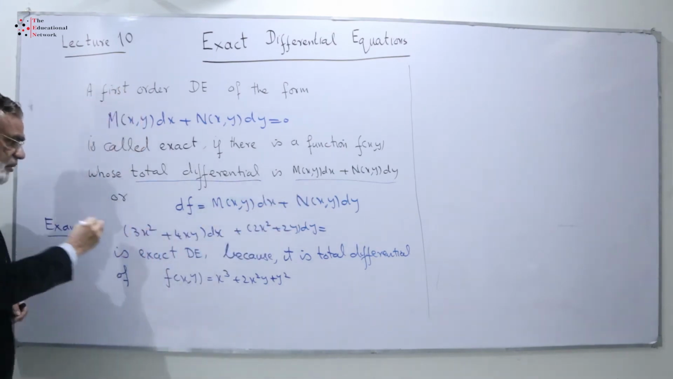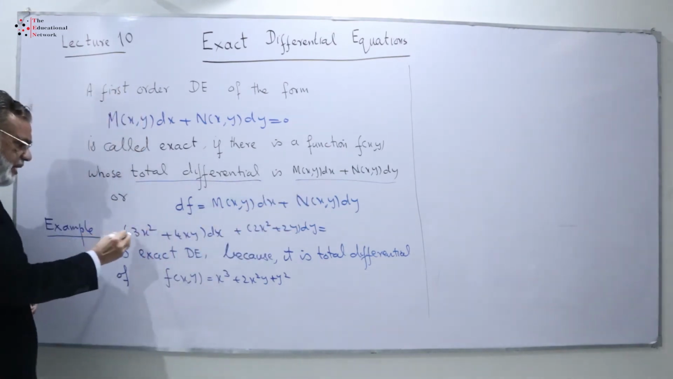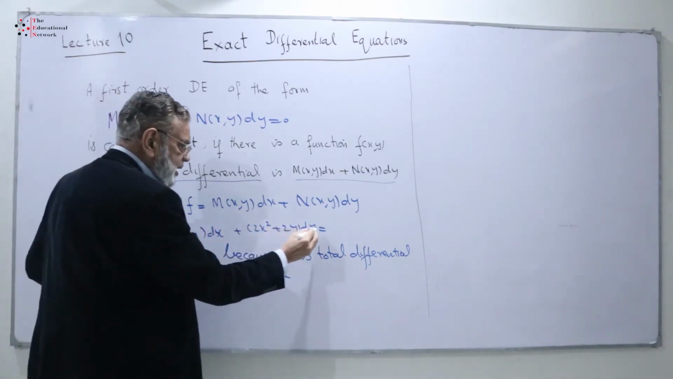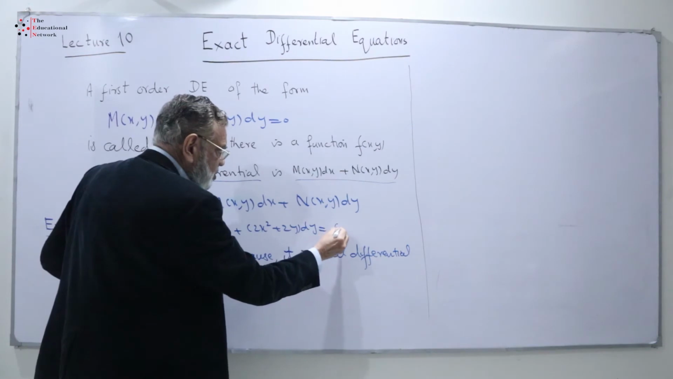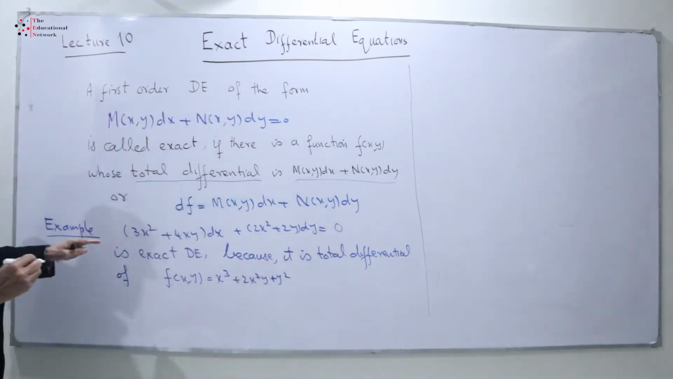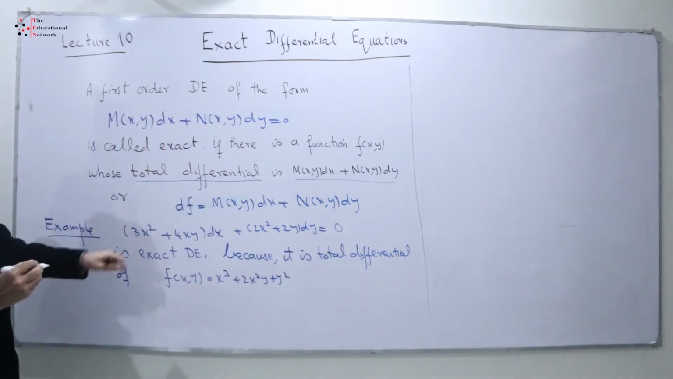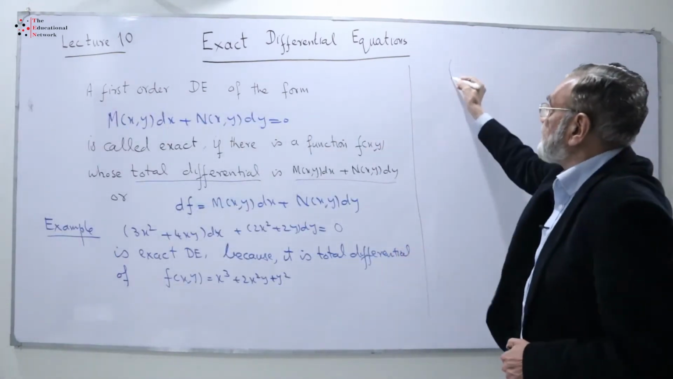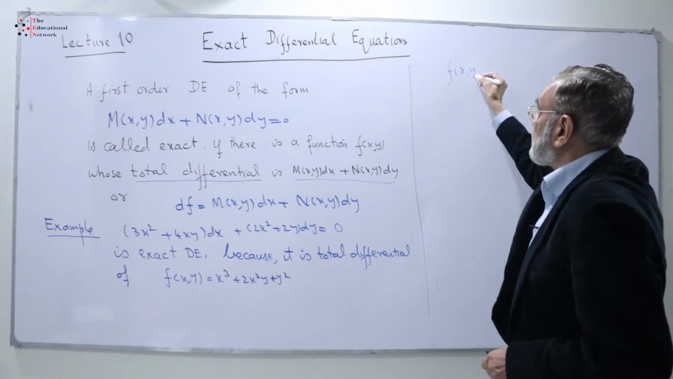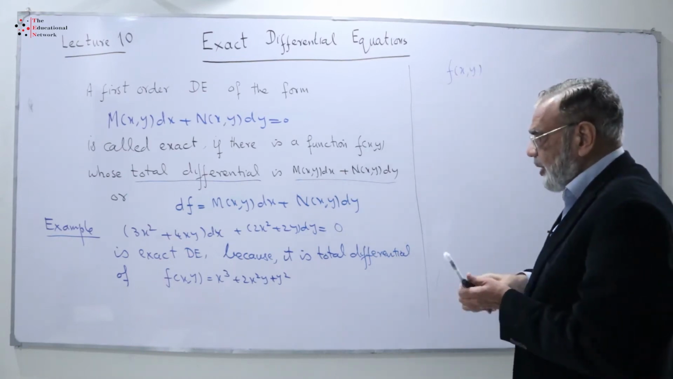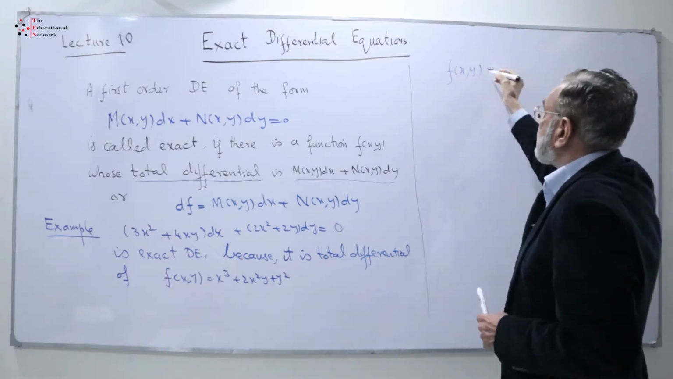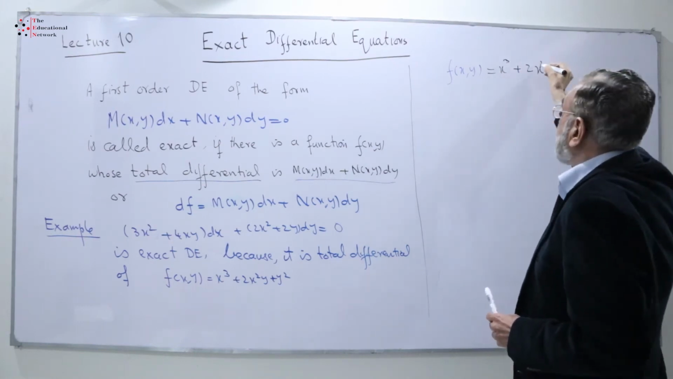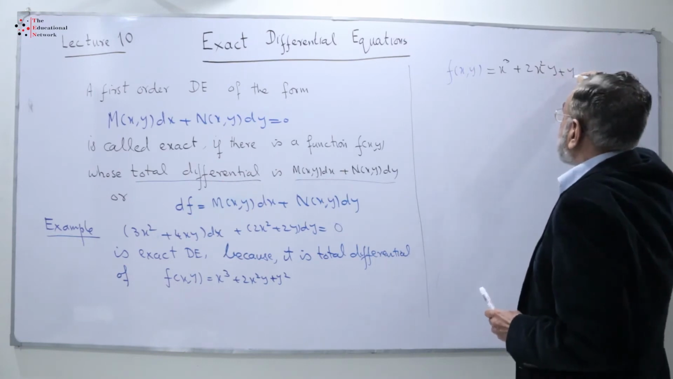Here we take an example: (3x squared + 4xy) dx + (2x squared + 2y) dy = 0, and we say it is exact. Why is it exact? Because of the total differential of this function. The function I have here is f(x,y) = x cubed + 2x squared y + y squared.